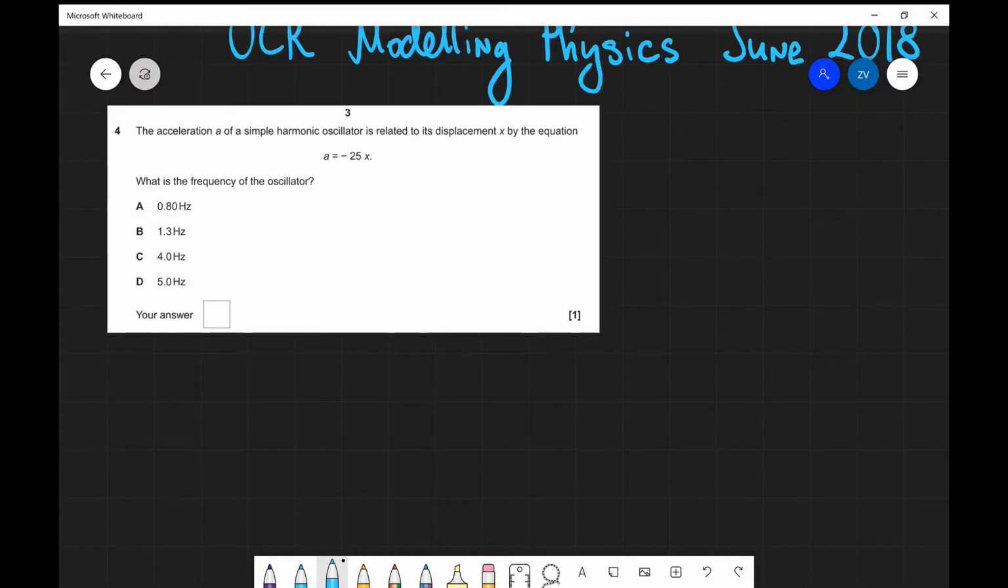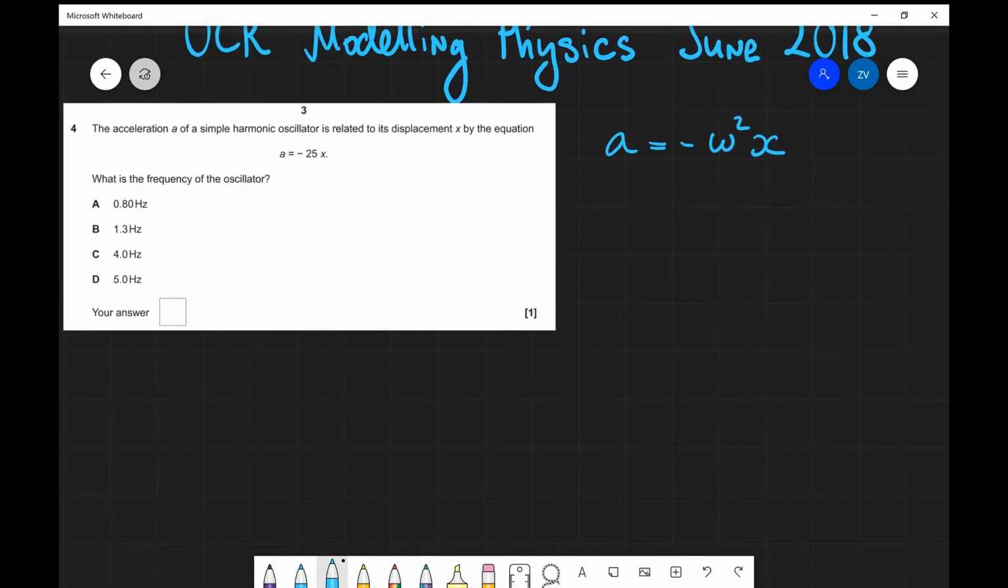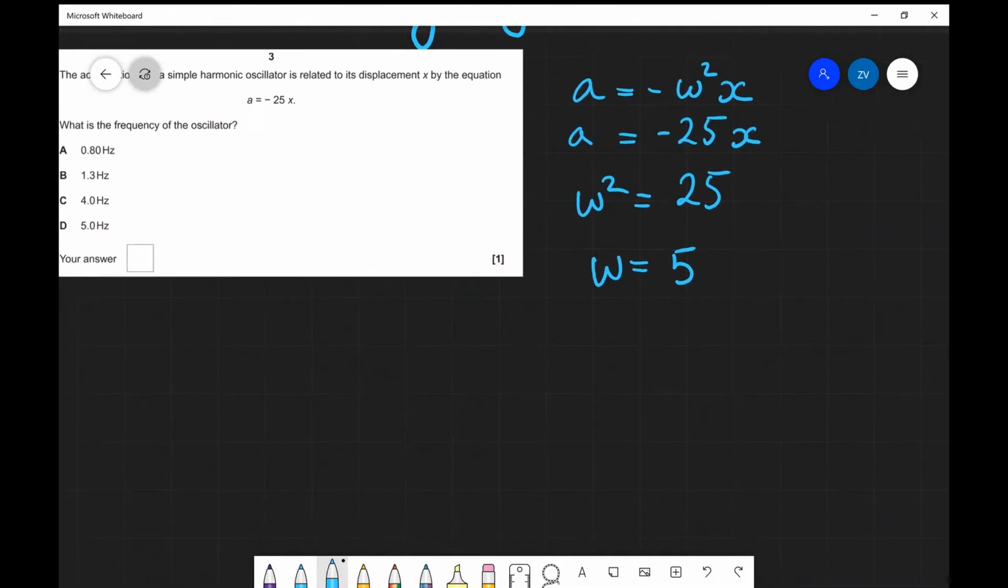Right, question 4. The acceleration a of a simple harmonic oscillator is related to displacement by the following equation. What is the frequency of this oscillator? Okay, well, the equation that relates simple harmonic motion and its acceleration and displacement is a = -ω²x. So we can see here that ω² is equal to 25. We know this because the equation which we're given is -25x. So it means that ω² has got to be 25. Now this means that ω is going to equal the square root of 25, which is 5.